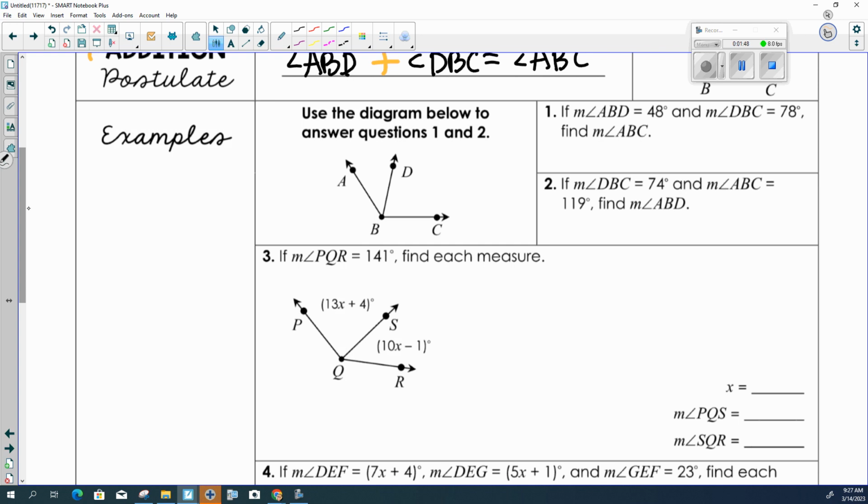Use the diagram below to answer questions 1 and 2. Carly, will you read number 1 for us? And again, this little m, you read as "the measure of." That's how you say it.